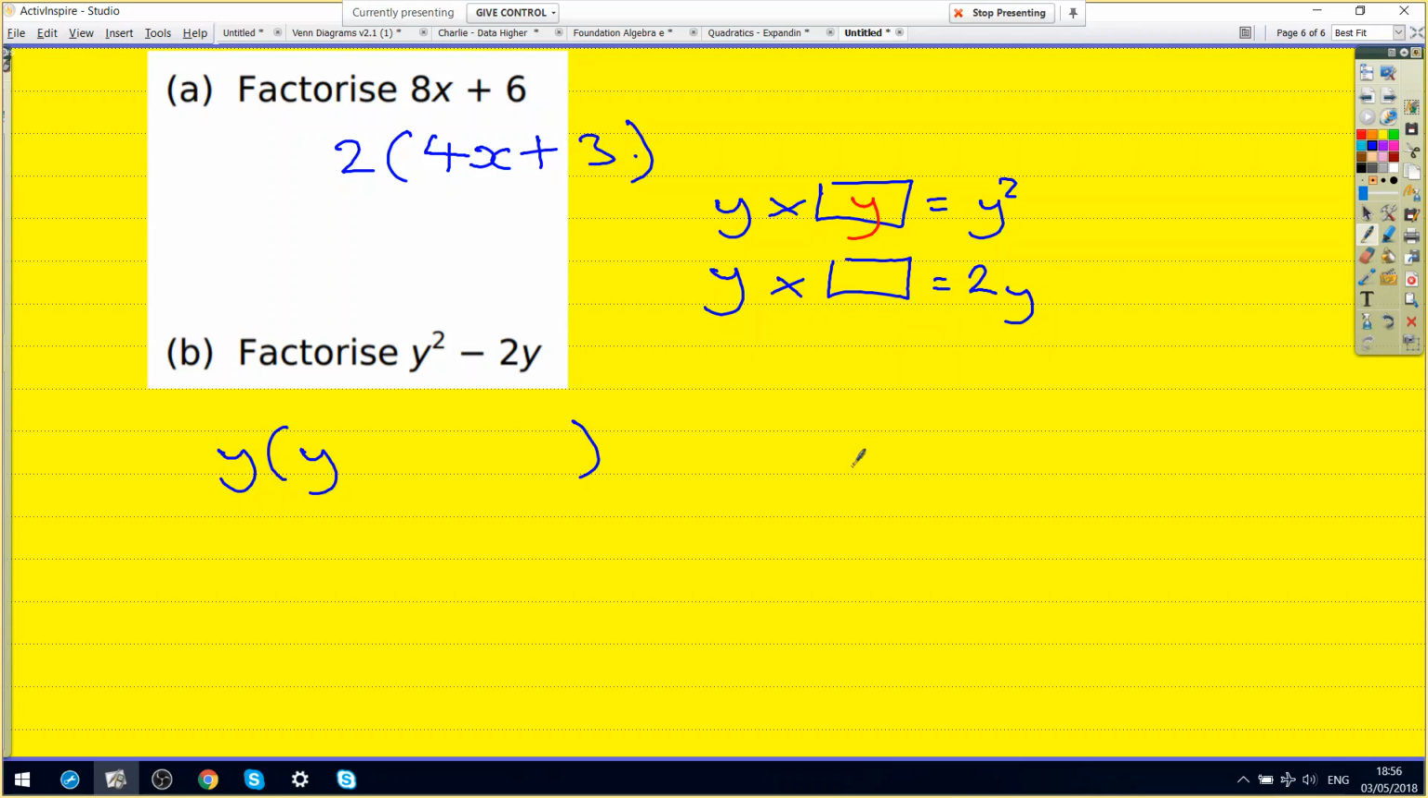We need 2y. Y times what makes 2y? Would it be y to the power of 1, or no? So that would make y squared. We need 2y. So y times what is 2y? Y times y is 2. So 2y means 2 times y? Yeah. And so y times what equals 2 times y? Y times 1. No.